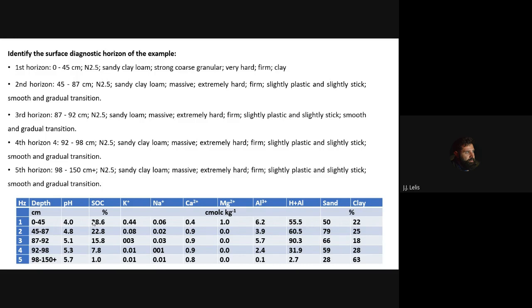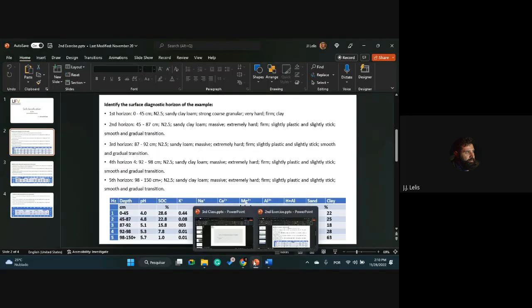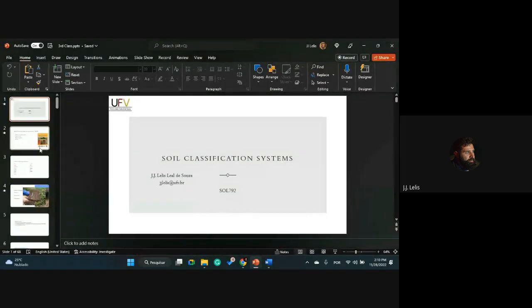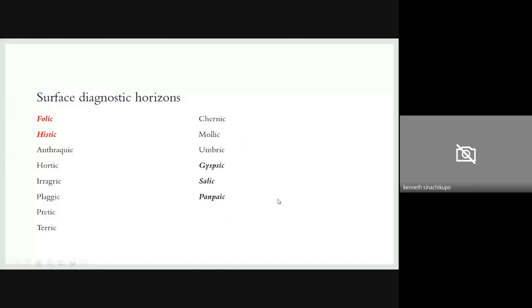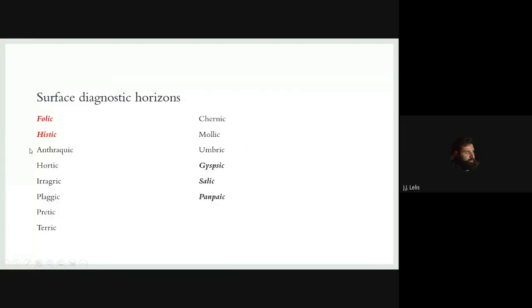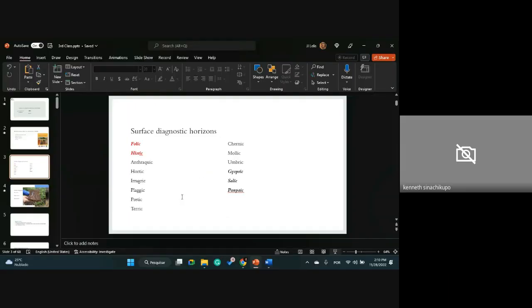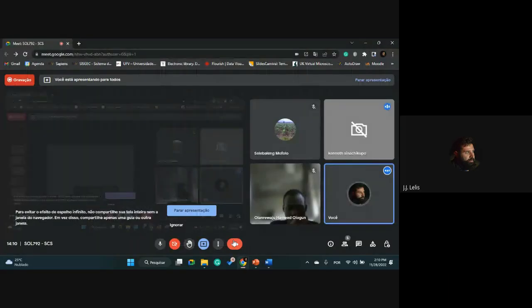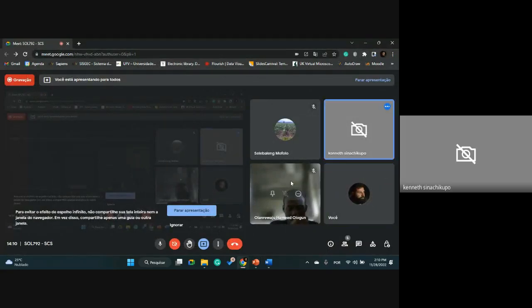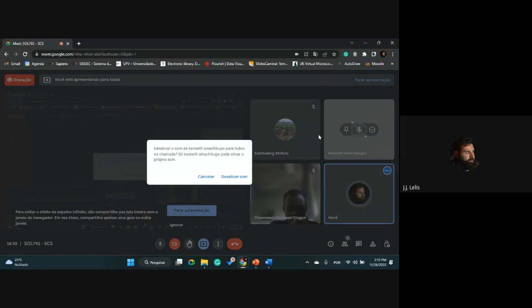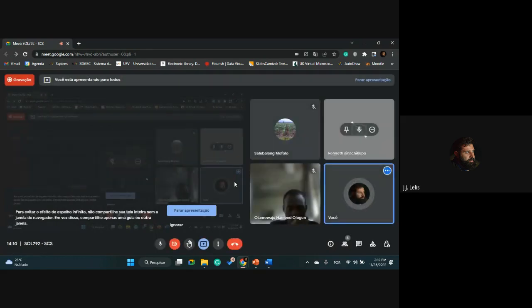Let's see which surface diagnostic horizon we have in this example. Again, we have several. Let me just see. I think that someone. Okay, let me just turn off the microphone. Okay.